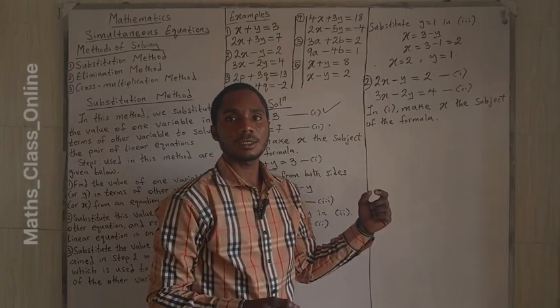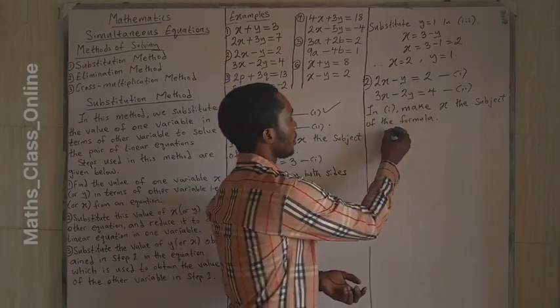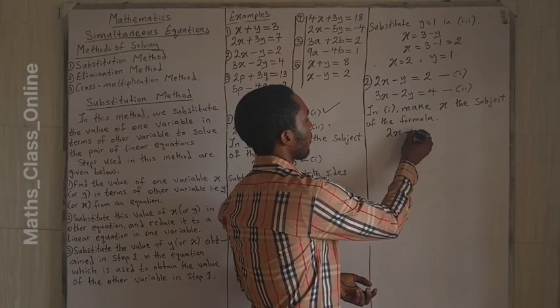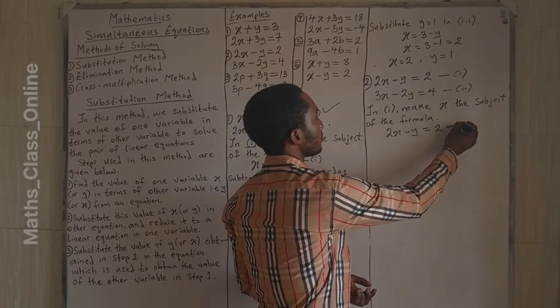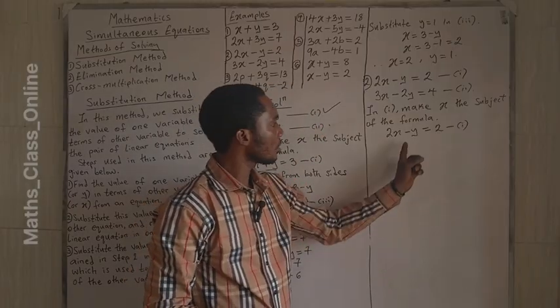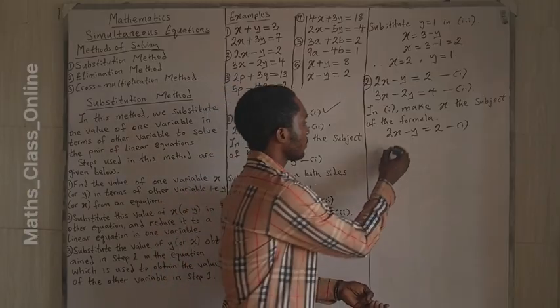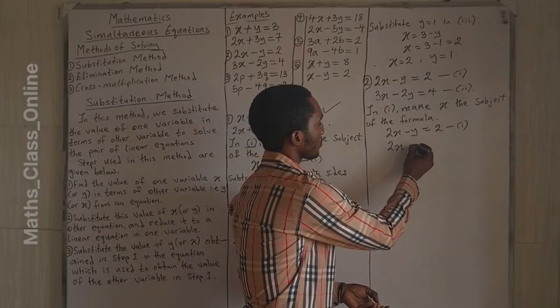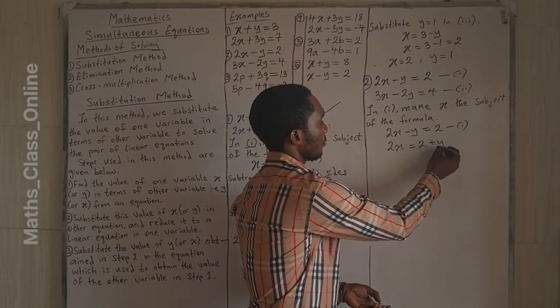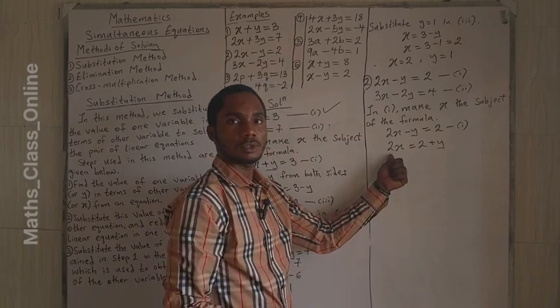We want to make x the subject of the formula in equation 1. And what is equation 1? That is 2x minus y is equals to 2. To make x the subject of the formula, we need to move minus y to the other side of the equation. We are looking for x. Divide both sides by 2.